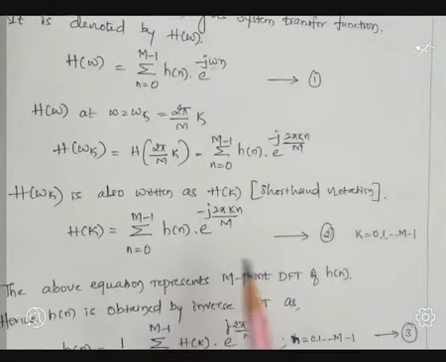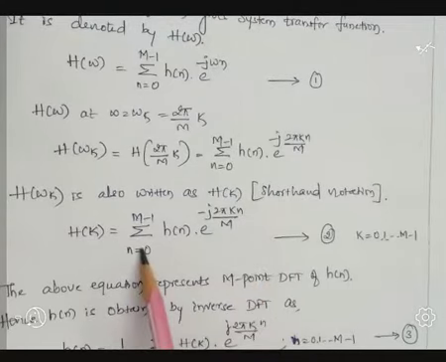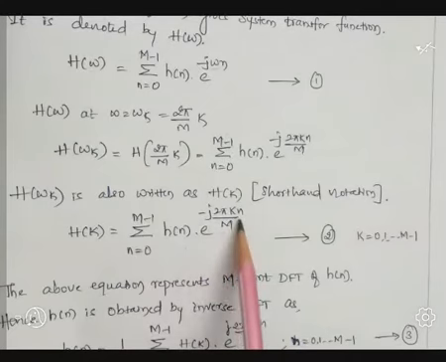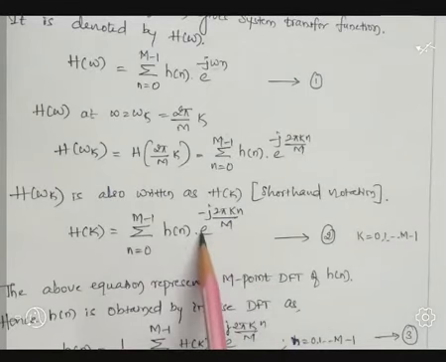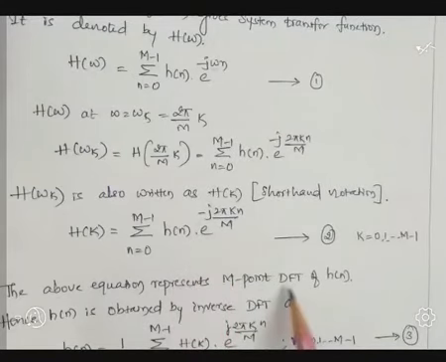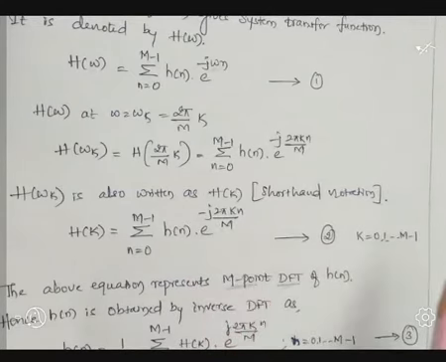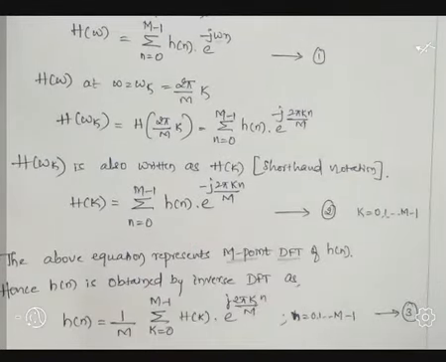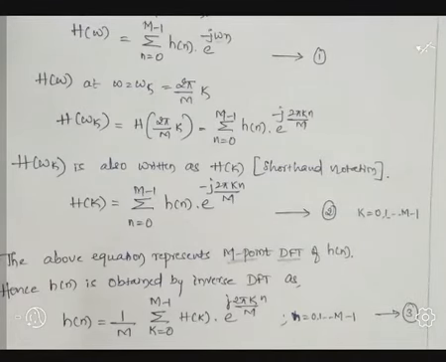If you compare this equation number 2 with the definition of DFT, which stands for discrete Fourier transform, both look the same. It is nothing but the definition of the discrete Fourier transform. The length of the DFT is m, as there are m samples, so it is an m point DFT. Hence the above equation represents the m point DFT of h of n.